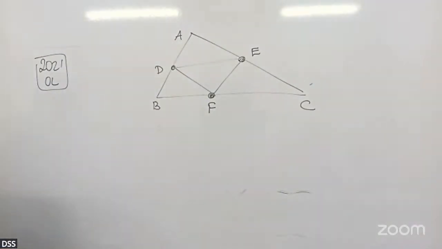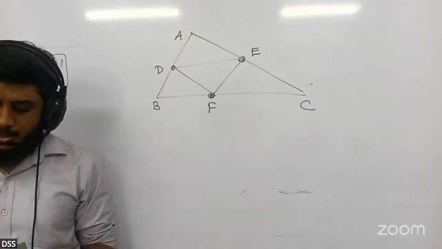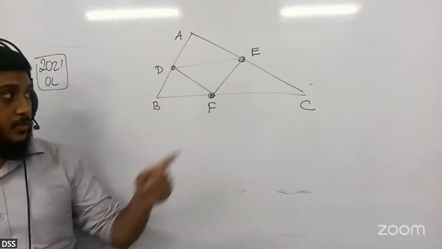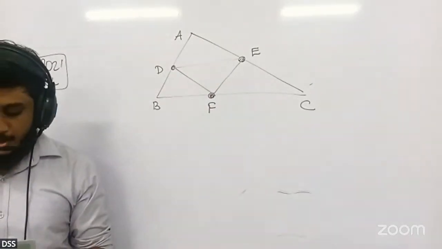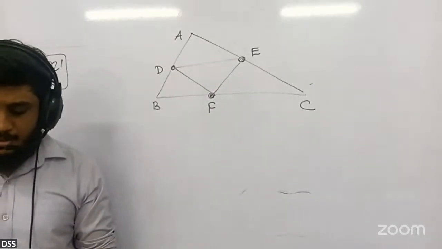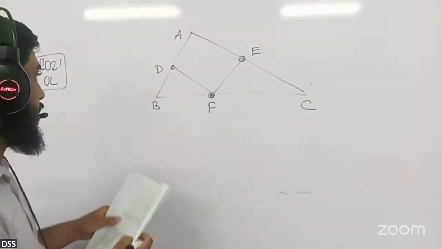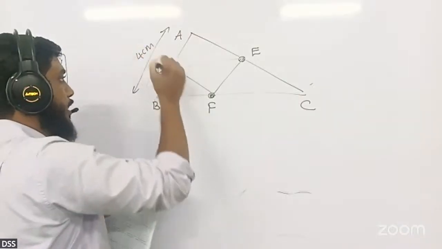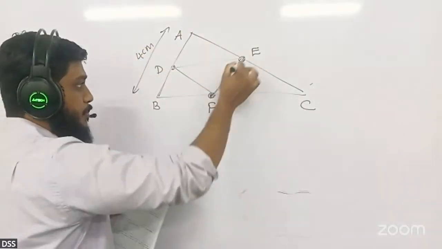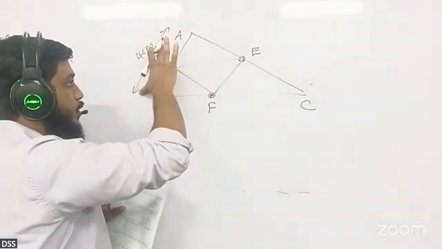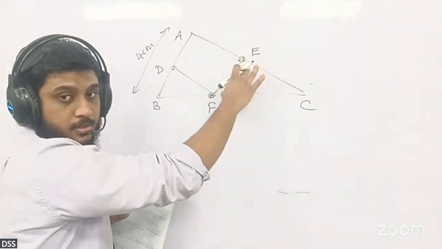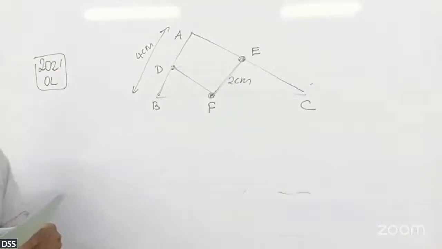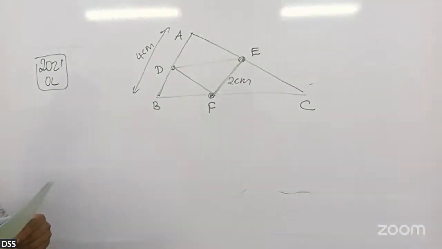Now children, in the triangle ABC in the given figure, D, E, and F are respectively the midpoints. So we already marked the midpoints. If AB is 4 centimeter, it means from here to here is 4 centimeter. For this side, this is the midpoint. If this side is 4 centimeter, this side should be how much? Very good. This should be 2 centimeter.